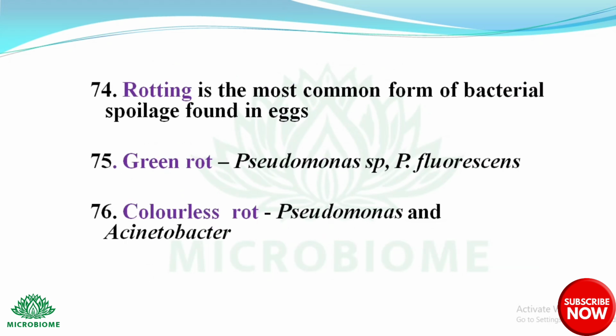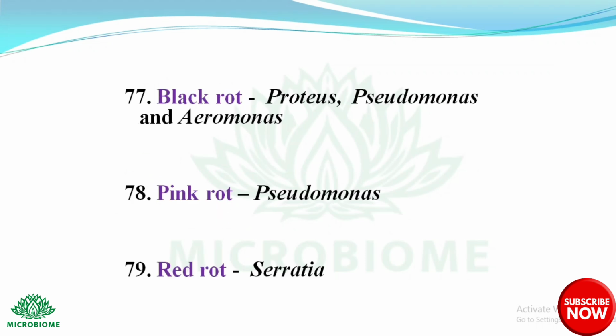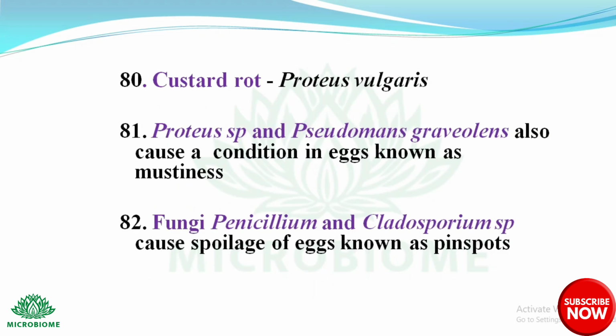And next about rotting. It is a common form of bacterial spoilage in eggs. Green rot, Pseudomonas species, Pseudomonas fluorescens. Colorless rot by Pseudomonas and Acinetobacter. Black rot by Proteus and Pseudomonas, Aeromonas. Pink rot by Pseudomonas. Red rot by Bacillus cereus. Custard rot by Proteus vulgaris.